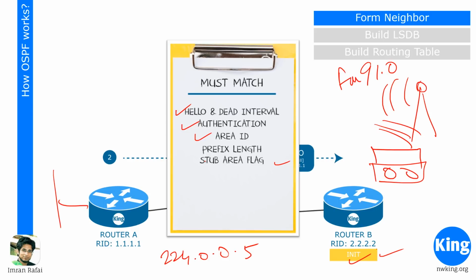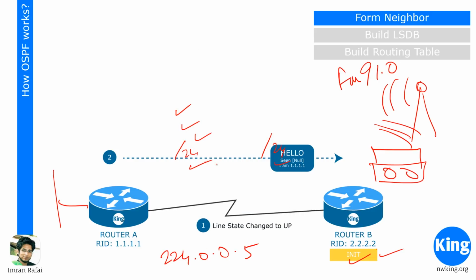The prefix length should also match. That means if one side you're saying it is /24, the other side also should be /24, right? Another thing you need to be careful about, which we will discuss in the next video, is that it is not subnet mask. They use wildcard mask, right? And you know what wildcard mask is. So that's something we would be using. And of course, stub area flag should also match. So these are the factors that should match for a neighbor to form, right?